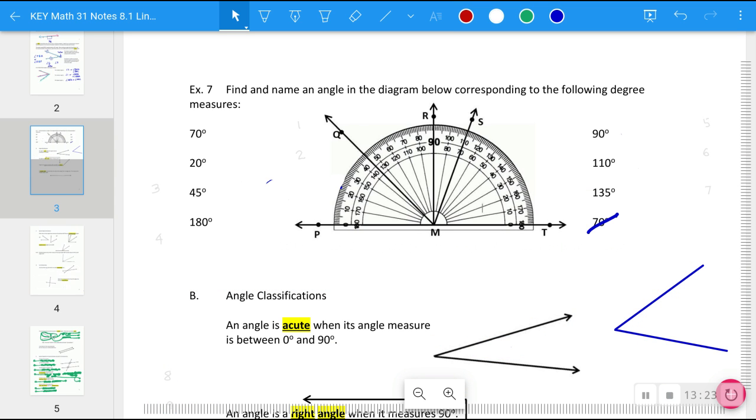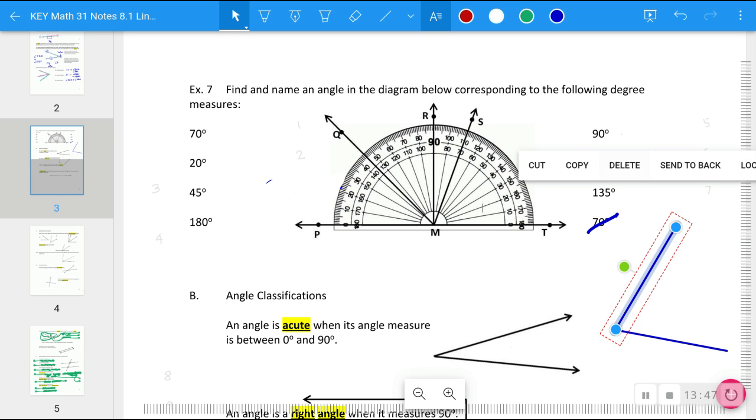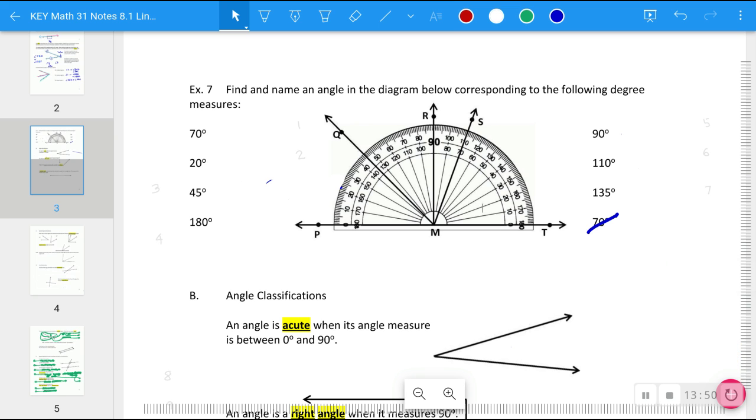All right, so I'm going to grab that and make it a smaller angle by simply closing down that alligator mouth, and larger, larger, larger, larger. So as the angle opens up, it gets larger. And that's how you tell whether it's a bigger angle or a smaller one.